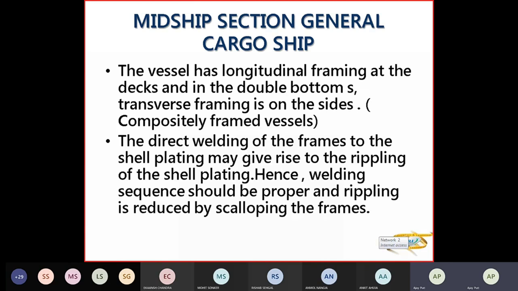Now the vessel has composite framing, that means longitudinal framing below deck and longitudinal framing in the DB. But on the sides you have transverse frames. Now if you have direct welding of frames to shell plating, you will have a rippling effect. That rippling effect is going to cause cracks. That's why you scallop the frames or you have cuts in the frame.